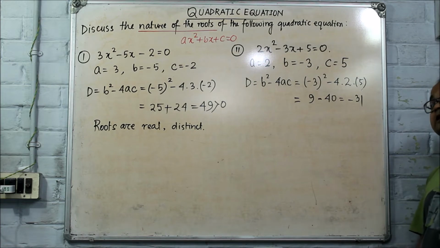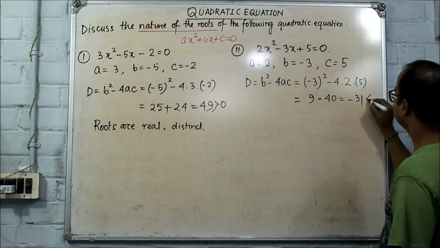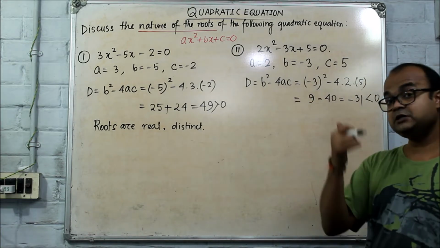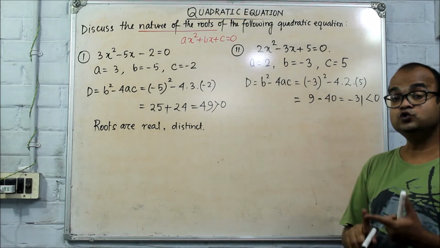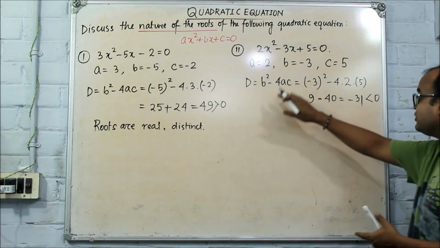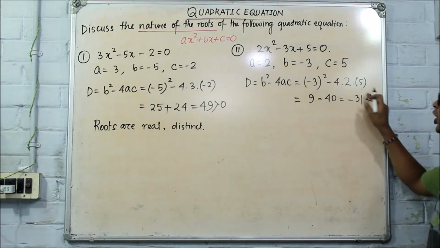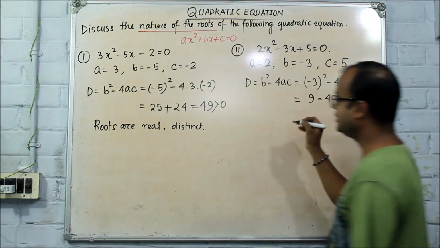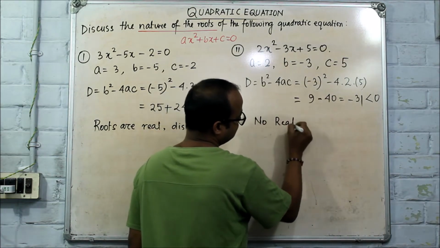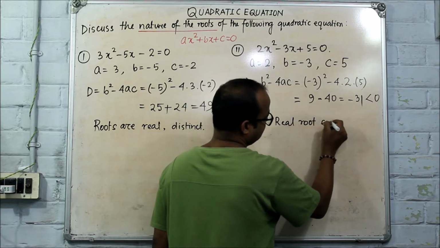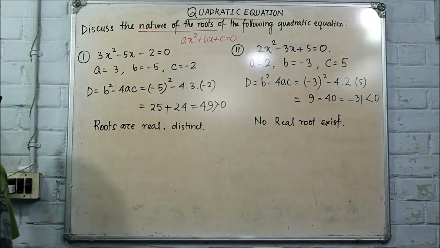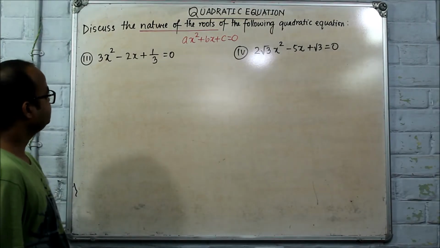Minus 31 is less than 0. Now if d is less than 0, that means it is a third case where no real root exists. No real root exists because you cannot find the square root of minus 31. So here we say that no real root. Clear? Moving on to the next problem.